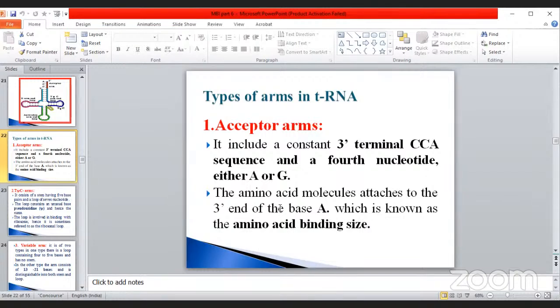This is the acceptor arm, meaning whichever amino acid is coming in the polypeptide chain is received by the acceptor arm. It is located in the 3' terminal, so it is called the amino acid binding site. The acceptor arm is also called the amino acid binding site.